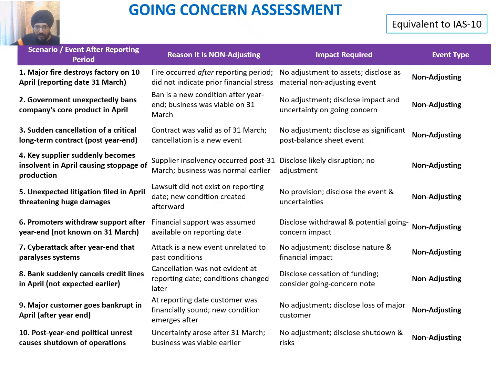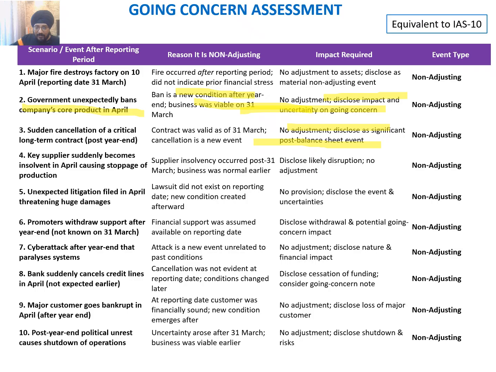Major fire destroys factory on 10th April. The fire occurred after the reporting period. No adjustment to the asset, but disclose a material non-adjusting event. Government unexpectedly bans the company's core product. The ban is a new condition after 31st March. No adjustment, disclose the impact and uncertainty on the going concern. Likewise, sudden cancellation of a critical long-term contract. No adjustment, disclose the significance, the post-reporting date event and the impact on the going concern.